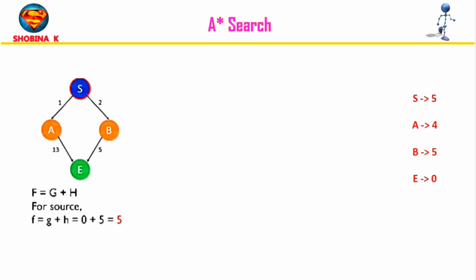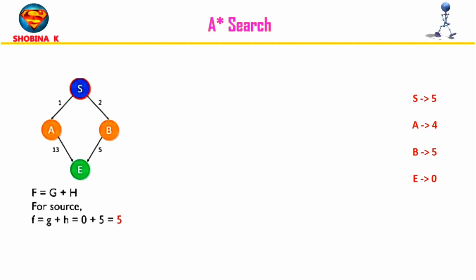Now let's see a simple example to understand how this algorithm works. Suppose we have a small graph with vertices S, A, B and E, and here S is the source and E is the destination. And remember, the cost to enter the source and destination is always 0. And the heuristic values are S equals 5, A equals 4, B equals 5 and E equals 0. Let's use the formula and calculate the shortest path from source to destination now. There is F equals G plus H, where G is the cost to travel and H is the heuristic value. For source, f of s is equal to 0 plus 5 is equal to 5.